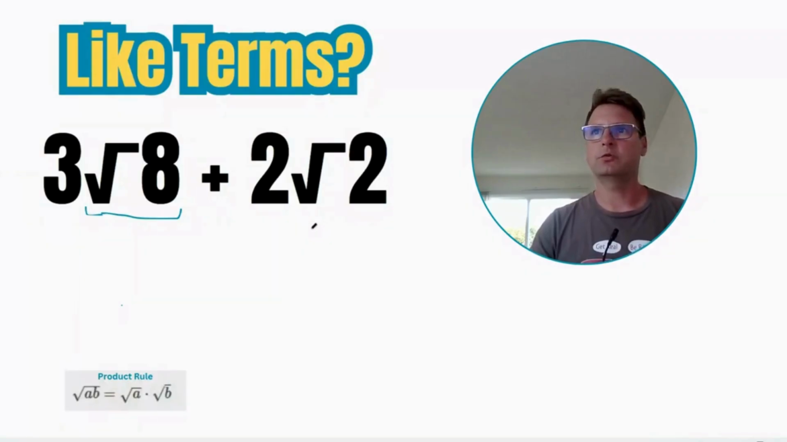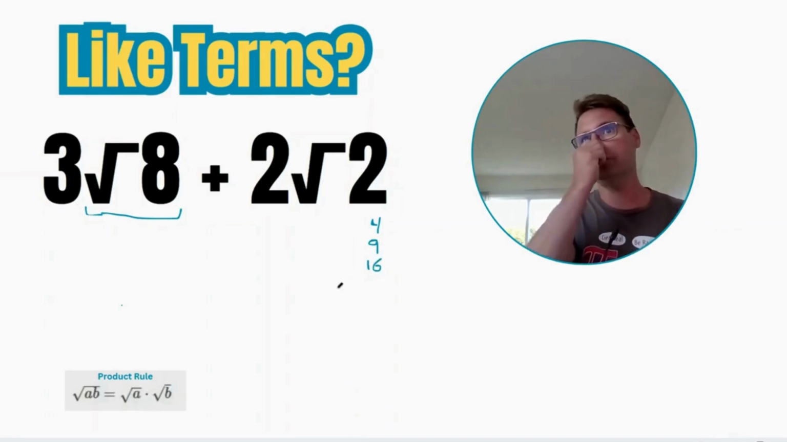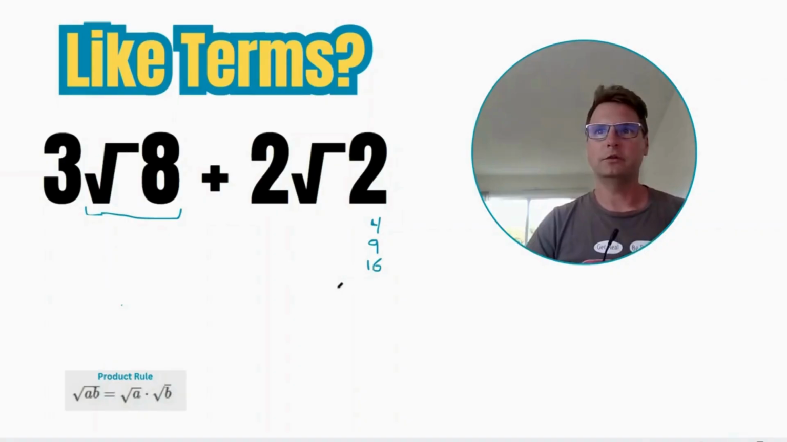What is a perfect square? That's numbers like 4, 2 times 2 is 4, 3 times 3 is 9, 4 times 4 is 16, and so on, right? So do one of those divide evenly into 8? 4, right? So let's combine that with the product rule here.